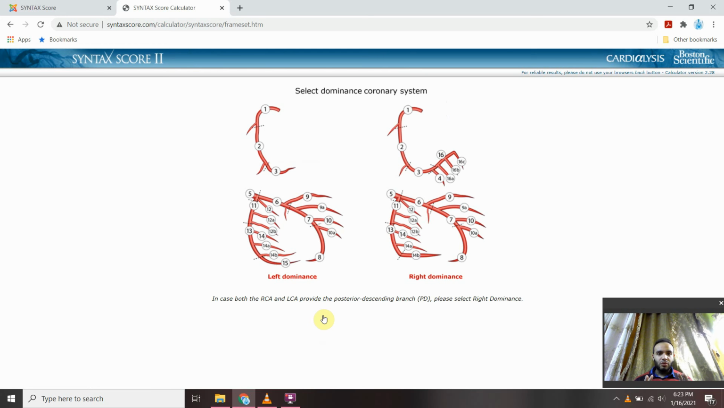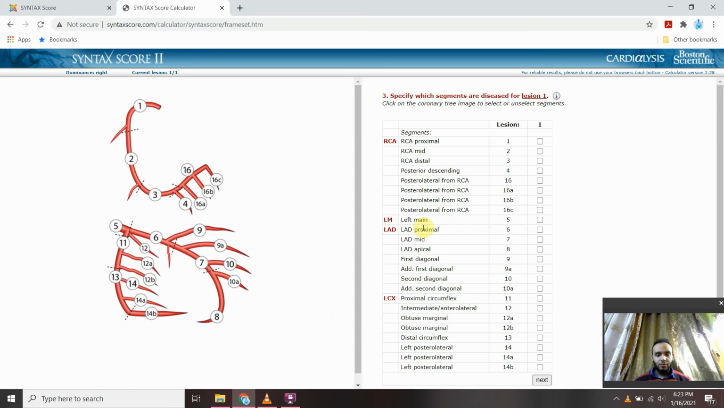The system would ask first question, what is the dominance? Dominance is the main artery that gives the PDA. In 85% of the population, it's the right coronary artery. So we would like, for example, to proceed with LAD proximal. It's segment number 6.